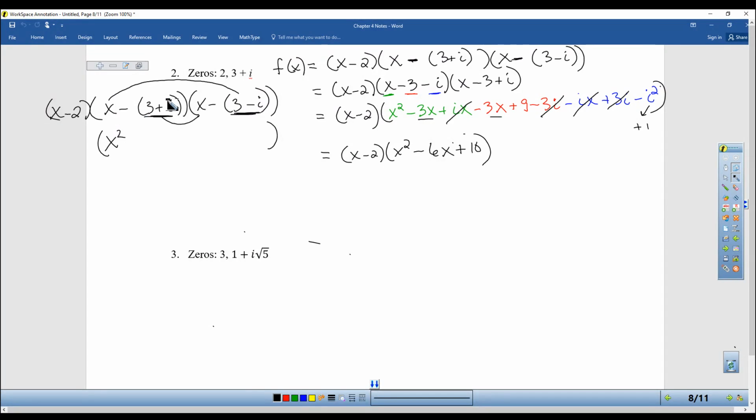And if you add 3 plus i to 3 minus i, you get 6. So minus 6x. The minus comes from the fact that they're both negative. And then the last times the last is going to be 3 plus i times 3 minus i, which is 9, inners and outers cancel, minus i squared. So 9 plus 1, which is 10.